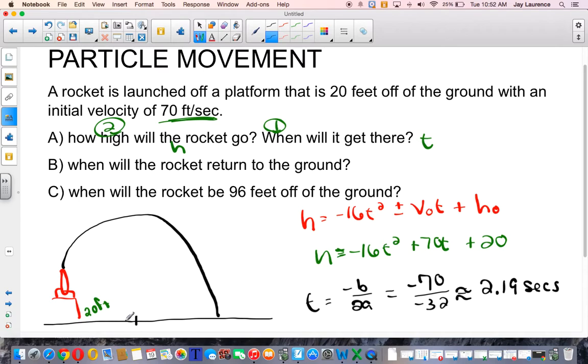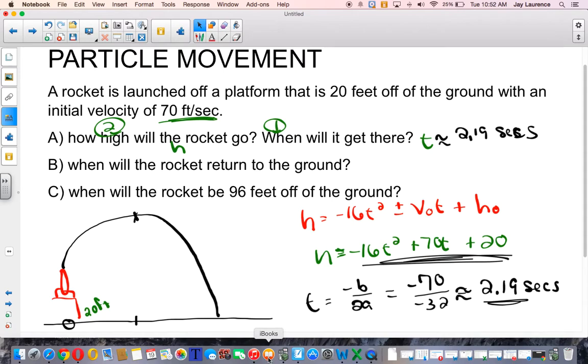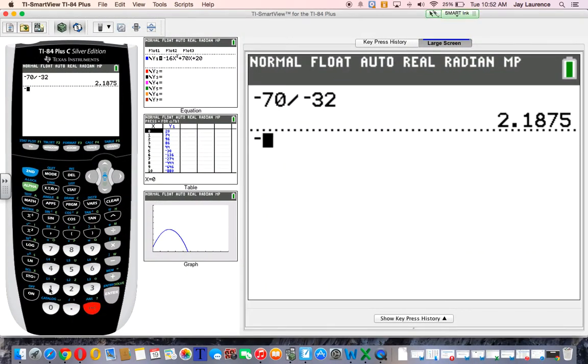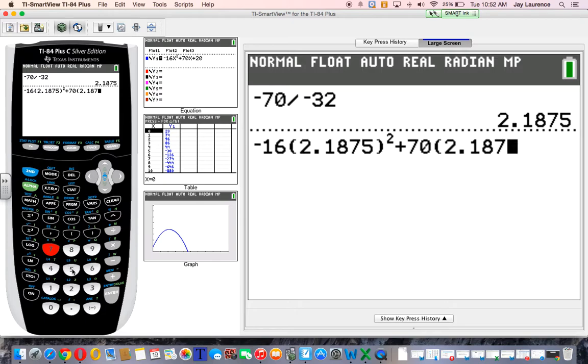So down here, time 0 is here, and then this is going to be 2 and 1900 seconds. Now I'm looking for the height. To get how high it'll go, I'm going to plug that decimal into this equation. So, let me go back to my calculator. I'm going to have negative 16 times 2.1875. I could have taken a shortcut there, but I didn't want to confuse anybody. Plus 70 times that decimal, and then plus 20.